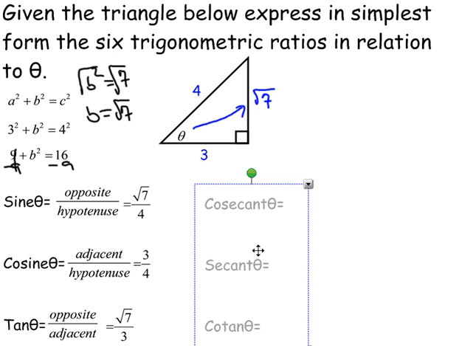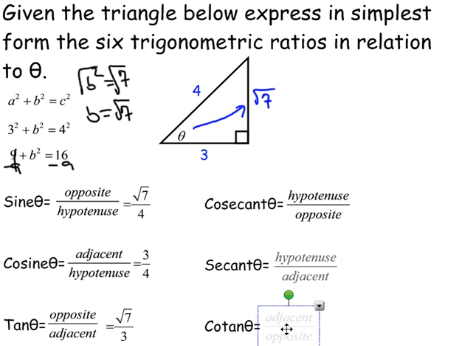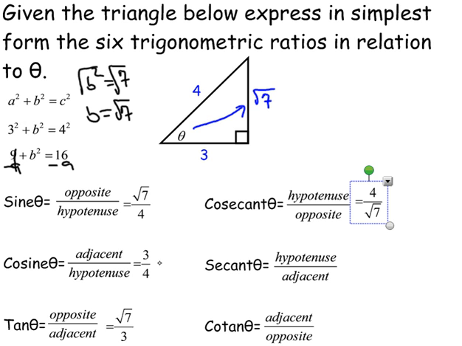Now these should be easy to get, cosecant, secant, and cotangent, once you have sine, cosine, and tangent, because they're just reciprocals of sine, cosine, and tangent. So the reciprocal of radical 7 over 4 is 4 over radical 7. The reciprocal of 3 over 4 gives us 4 over 3, and that's the secant of theta. We flip radical 7 over 3 to get the cotangent of theta, and we get 3 over radical 7.